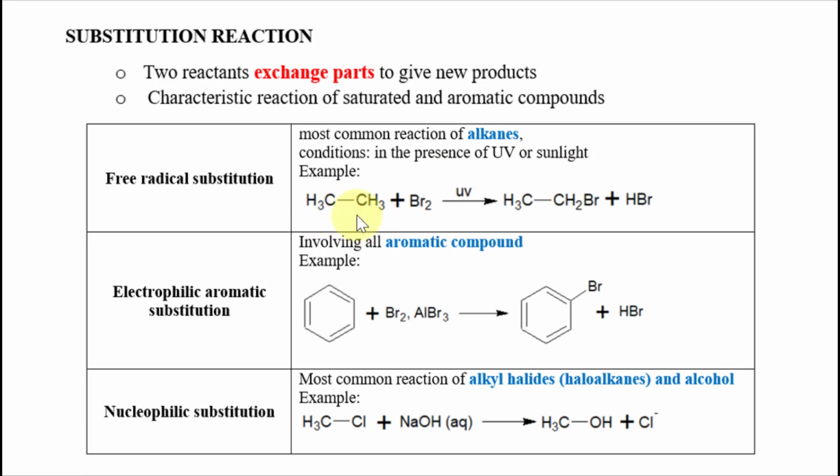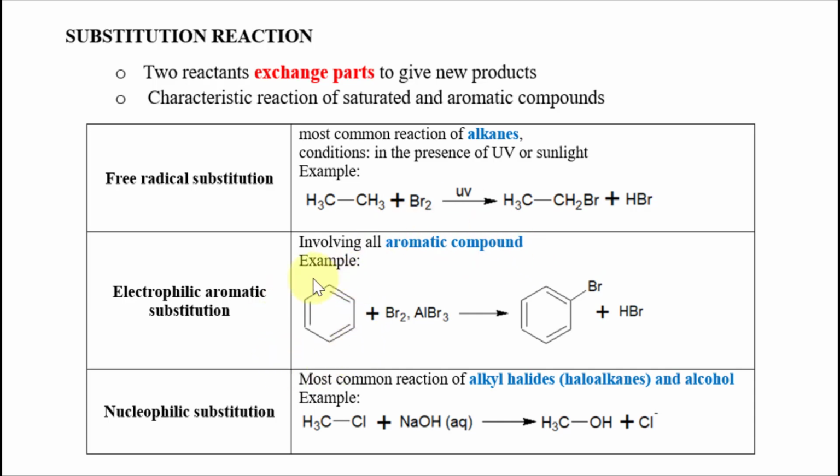So, when an alkane or cycloalkane is reacted with halogen molecules in the presence of UV light or sunlight, it will be converted into a haloalkane. The one that we substitute here is one of the hydrogens from the alkane, replaced by a halogen. In electrophilic aromatic substitution, this reaction involves aromatic compounds.